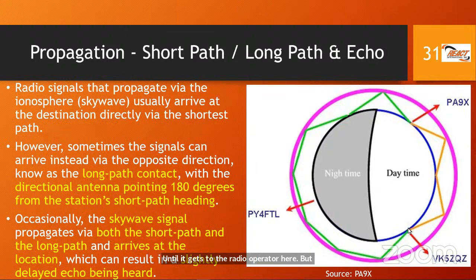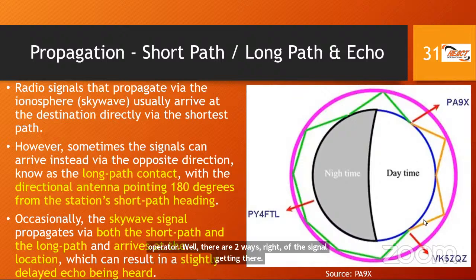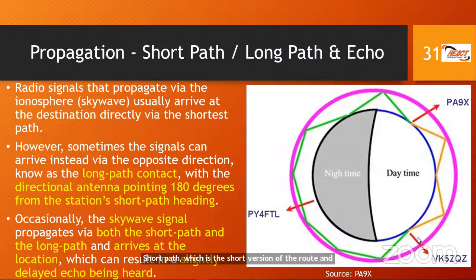But notice that there are two ways that this signal can potentially get to this operator. This route, which we'll call the short path, and it can also go the other way. It will bounce off the ionosphere, bounce off the earth, bounce off the ionosphere, and bounce, bounce, bounce until it gets here also to this operator. Well, there are two ways of the signal getting there. Short path, which is the short version of the route, and the long path, which is the longer version of the route.